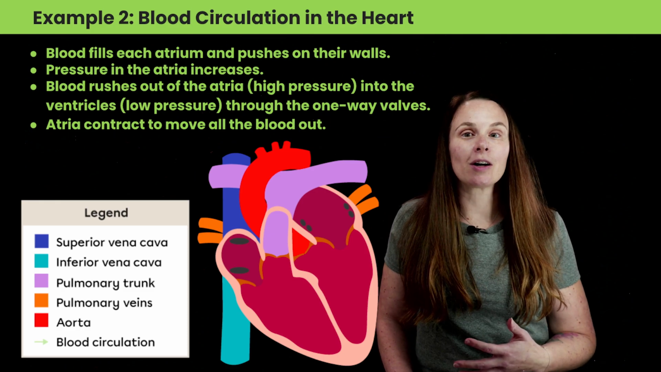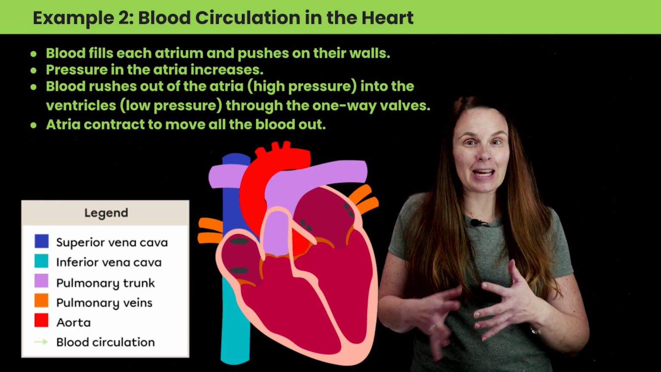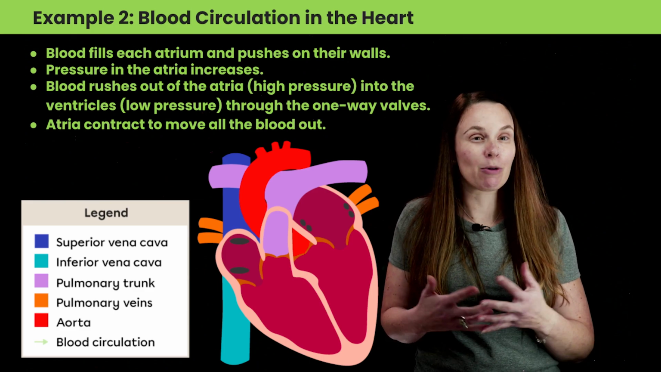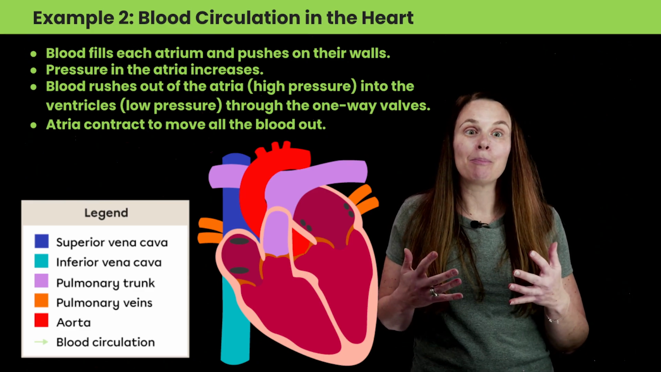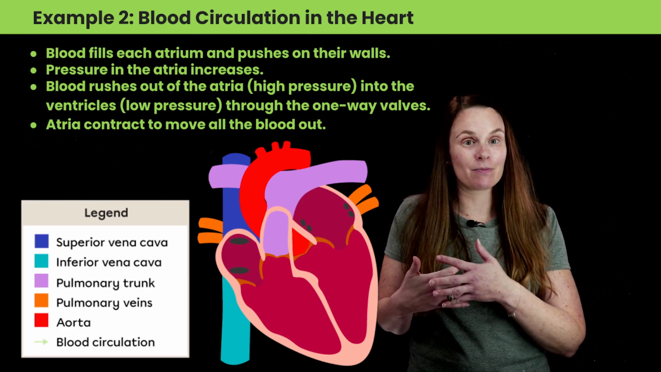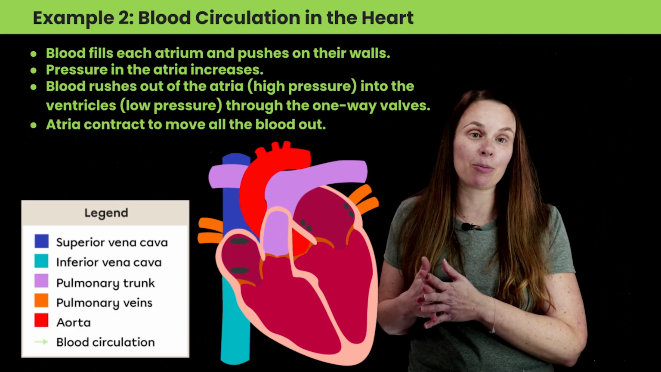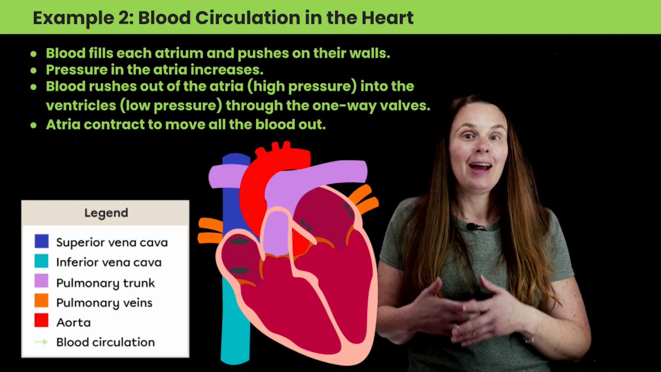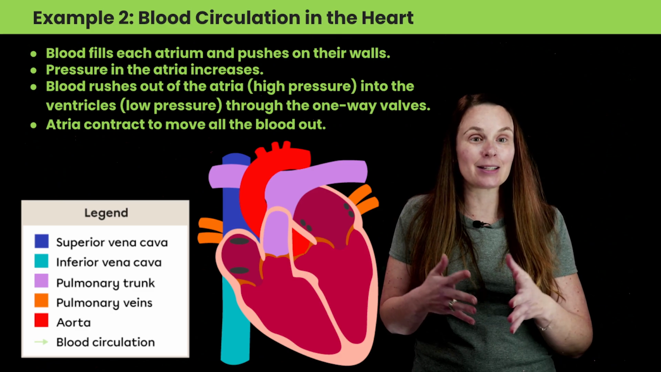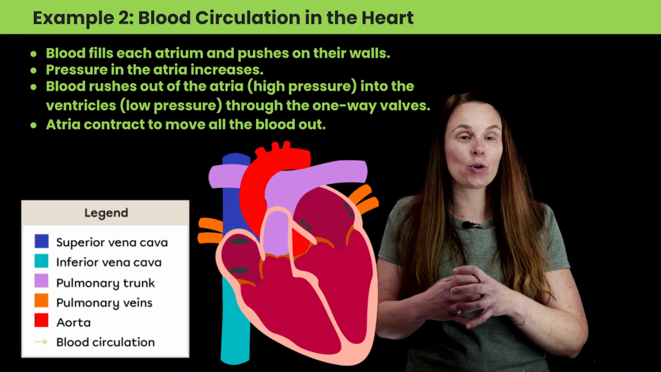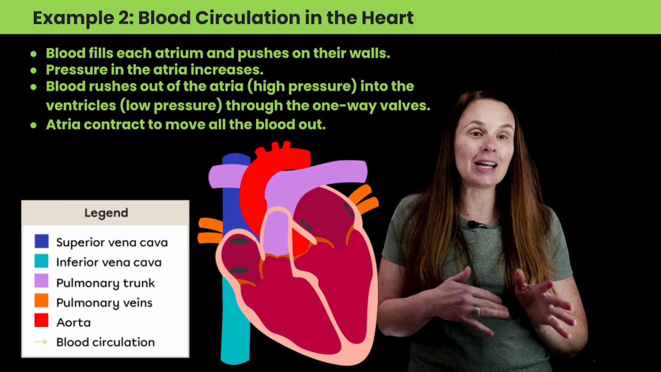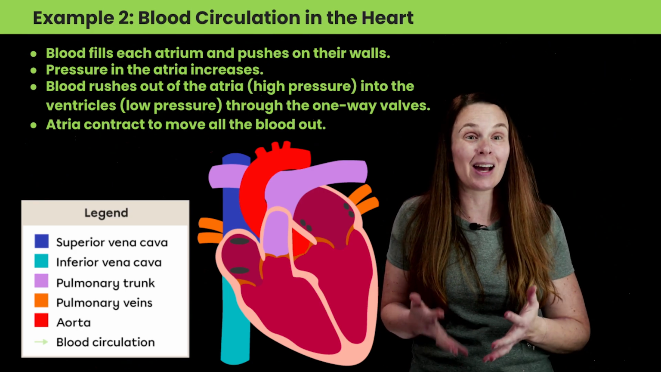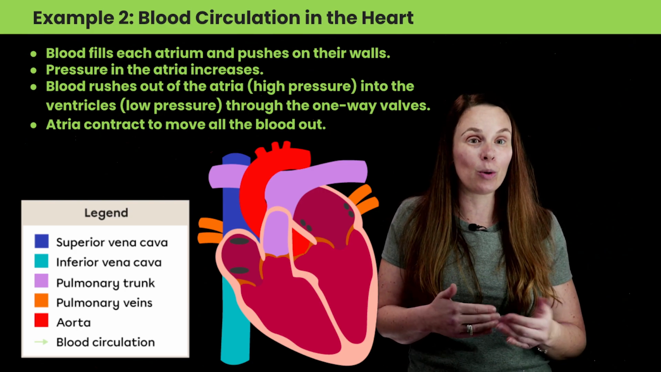So when blood enters the heart, it's going to fill each atrium and start pushing on their walls, applying pressure. Now remember, any type of fluid wants to go from an area of high pressure to an area of low pressure. So right now, pressure is growing in the atria. And what's going to happen after that is that the atria are going to contract and push the blood into the ventricles, because the ventricles at this point don't have a lot of blood in them. So they are an area of low pressure.